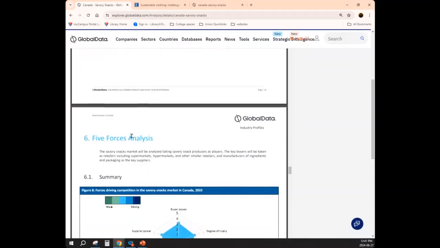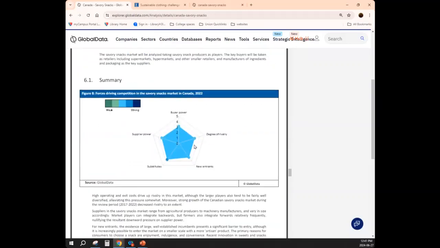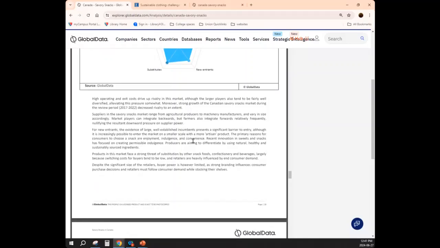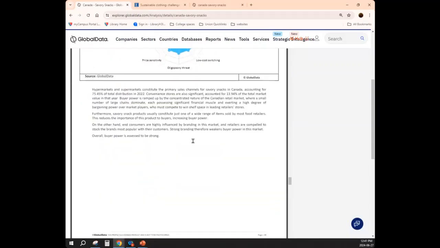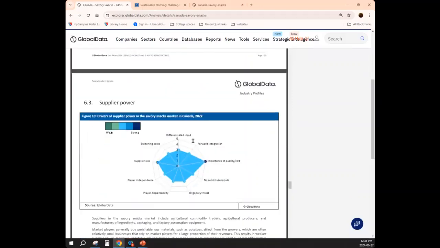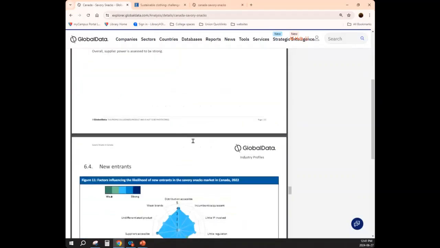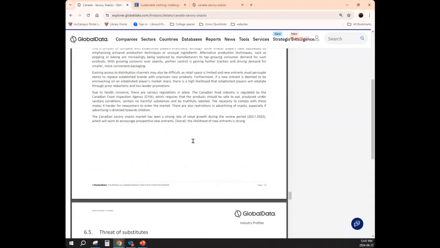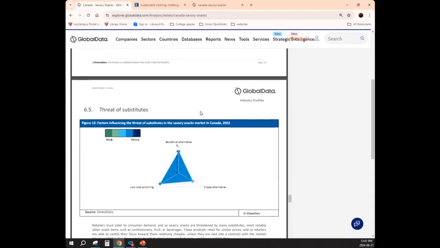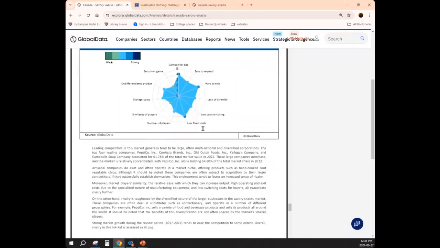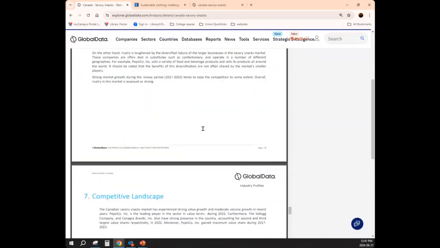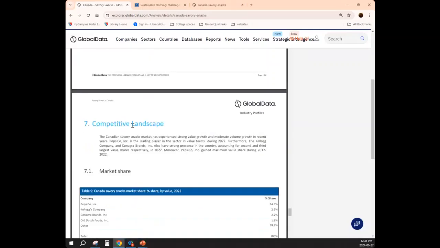Then we've got a nice 5 forces analysis with some graphics, but also some pretty in-depth analysis by the business consultants here. Again, I'm going to scroll pretty quickly. So lots of information there, analysis that you can use to inform your business case. And then something about the competitive landscape.